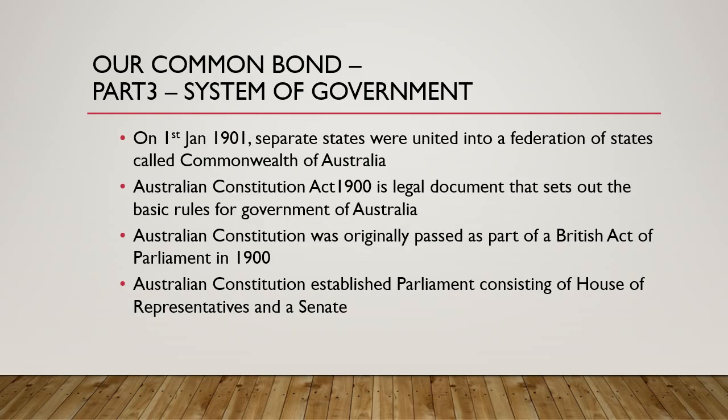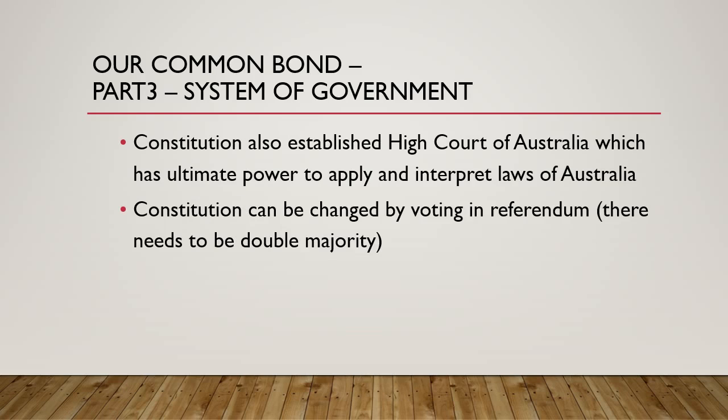Our system of government: on 1st January 1901, there were separate states and they were united into a federation of states called the Commonwealth of Australia. The Australian Constitution Act 1900 is the legal document that sets out the basic rules for the government of Australia. It was originally passed as part of a British Act of Parliament in 1900, and established Parliament consisting of the House of Representatives and Senate. The Constitution also established the High Court of Australia, which has the ultimate power to apply and interpret the laws of Australia. The Constitution can be changed by voting in a referendum, but there needs to be a double majority.